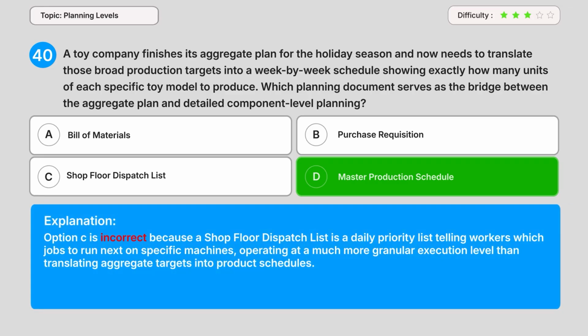Option C is incorrect because a shop floor dispatch list is a daily priority list telling workers which jobs to run next on specific machines, operating at a much more granular execution level than translating aggregate targets into product schedules.